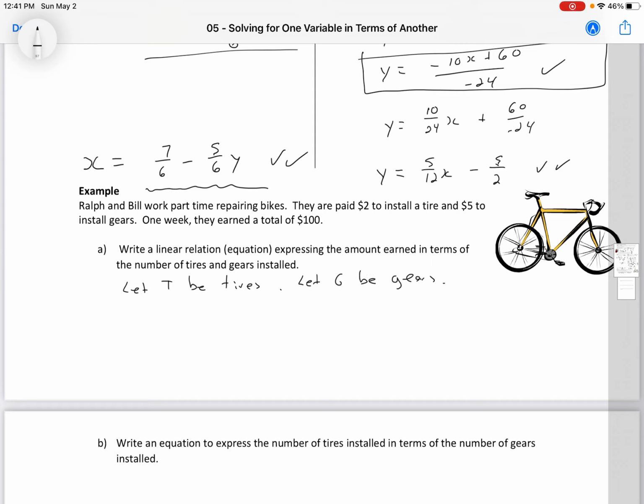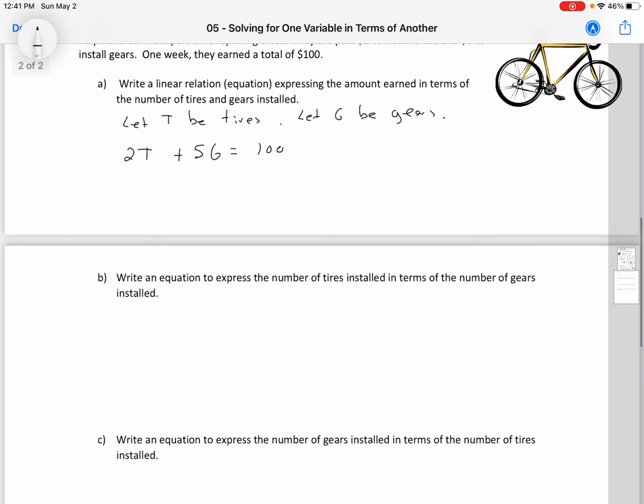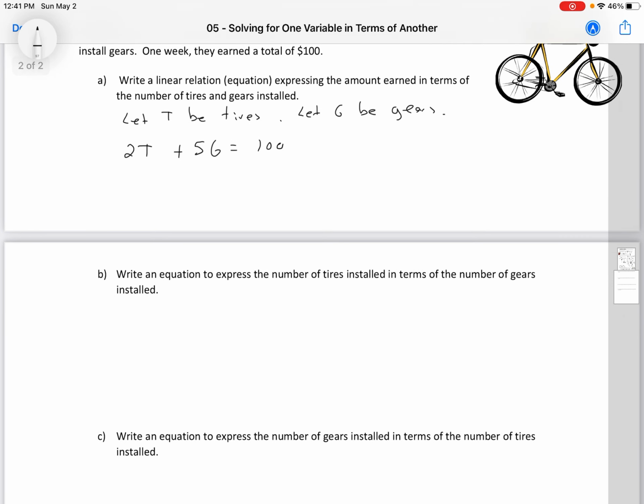One week they earned a total of $100. So they made $2 times the number of tires. They made $5 times the number of gears, and apparently that's got to add up to $100. So $2 times every tire they made, plus $5 times every gear they made, and that apparently last week added up to $100. B, write an equation to express tires in terms of gears. So then what they want is an equation that's T equals.